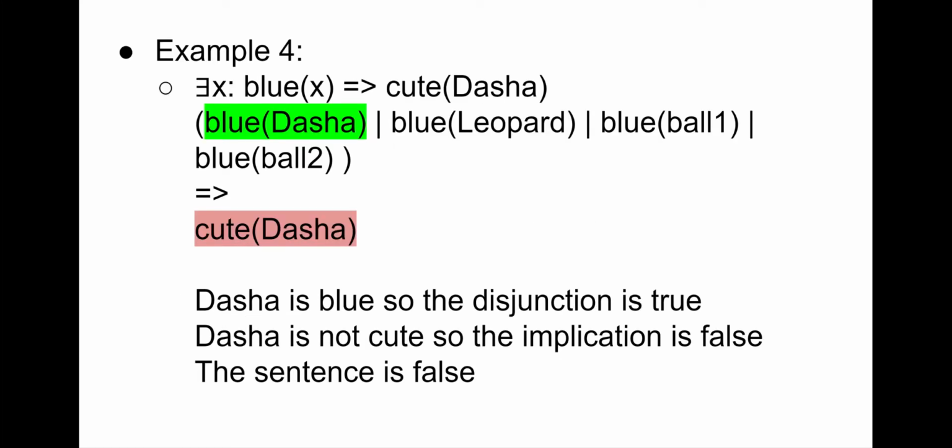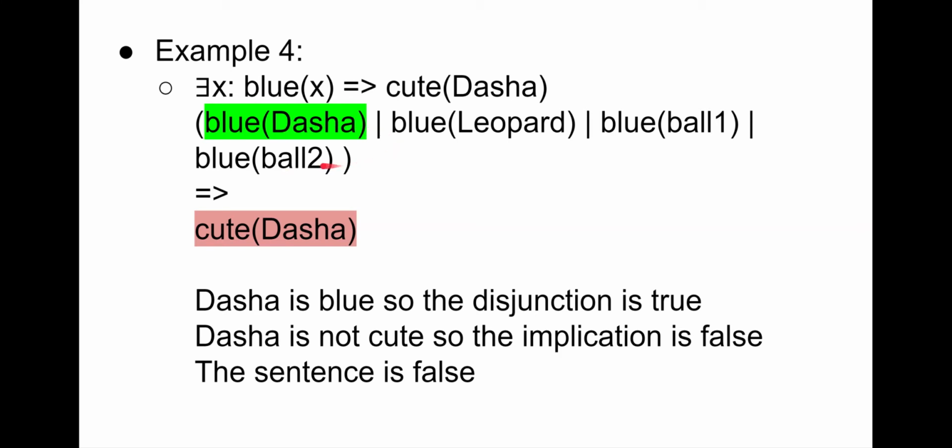In example 4, with previous videos we looked at examples 1, 2, and 3, obviously. In example 4, we say that there exists an X such that blue of X implies cute of Dasha. Note that because the scope of X is limited to the left-hand side of the implication operator, the disjunction caused by the existential quantifier is on the left-hand side of the implication. So here we have the implication, and here we have a big old disjunction, okay? A bunch of stuff is ORed together, in other words, because we have a backwards E here, and we have to take these blues and expand them, replacing X with Dasha, leopard, ball 1, and ball 2, respectively.